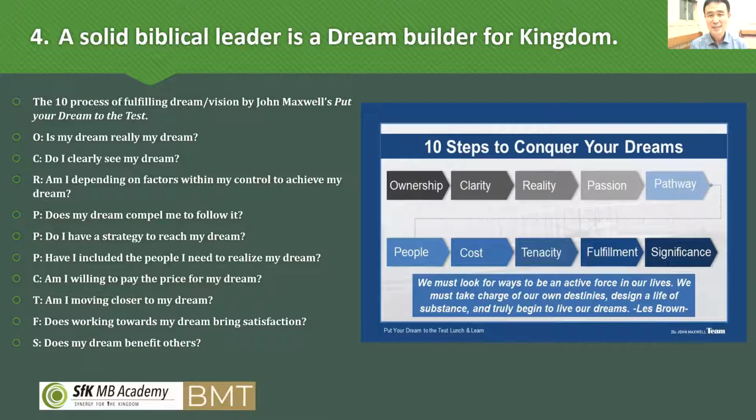So he asked us 10 questions. The first one is the ownership question: Is my dream really my dream? There are many biblical figures like Joseph and Paul. Many biblical leaders and biblical figures had dreams. So they owned the dream. They were born into dreams, but they were not sure the first time. But as time goes by, God revealed it to them clearly.